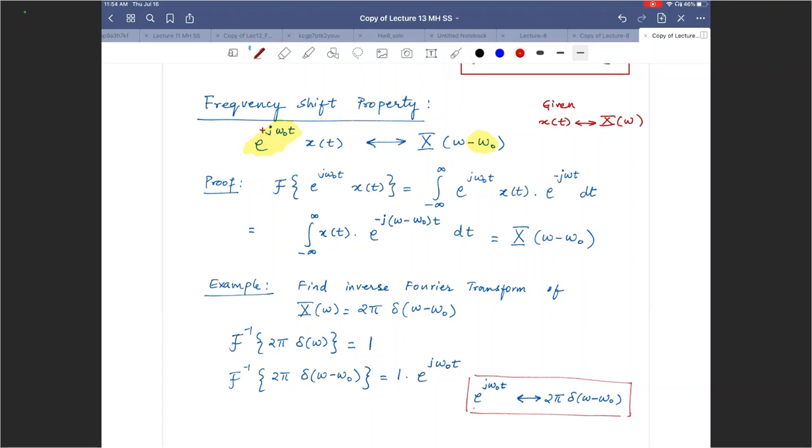Proof: the Fourier transform of e to the j omega naught t times x of t is simply, by using the definition of Fourier transform, the integral from negative infinity to infinity of e to the j omega naught t x of t, all of that function, right here, e to the minus j omega t dt remains as is from the definition of Fourier transform. Next, I'm going to combine the two exponentials to write them this way.